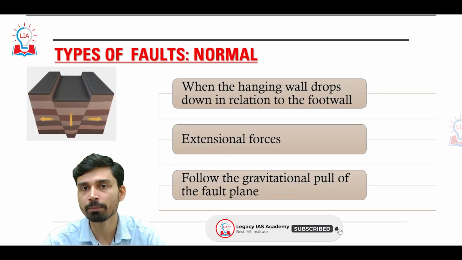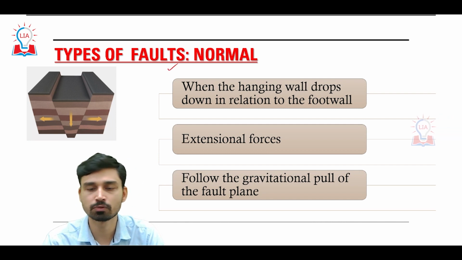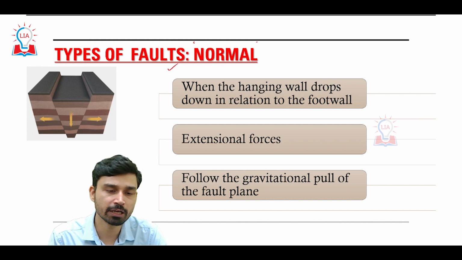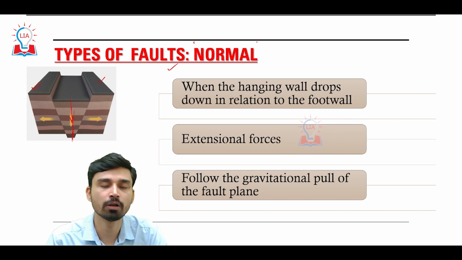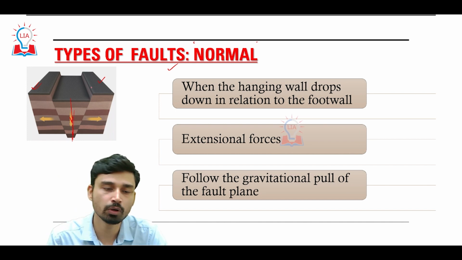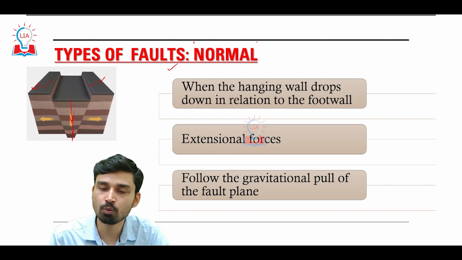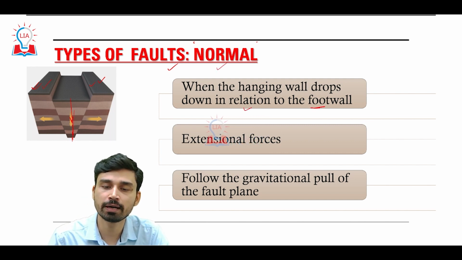Now coming to the main topic, what are the different types of fault we find on the earth. So first of all, we have normal fault. If you look at this diagram, we can clearly see what is happening here: the surrounding blocks are maintaining their position, and this central rock block has fallen below, gone down with respect to the first block and the second block. So whenever the hanging wall drops down in relation to the footwall, this kind of fault is called normal fault.